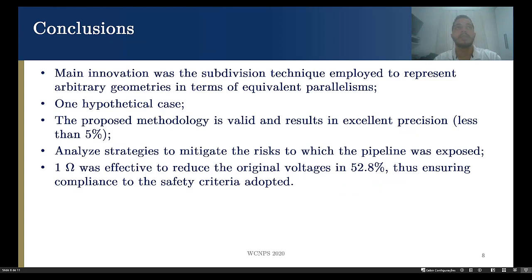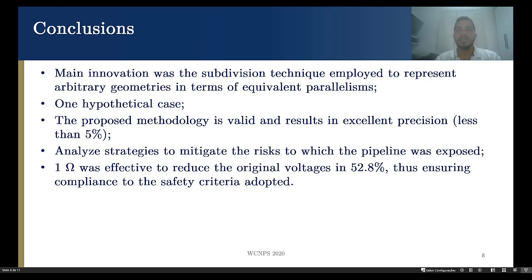So, this work presents the main innovation. The main innovation of this article was the subdivision technique employed to represent arbitrary geometries in terms of equivalent parallelisms. And one hypothetical case is studied, and the proposed methodology is valid and the results have excellent precision, with less than 5% discrepancy with the industry standard software for electromagnetic interferences.